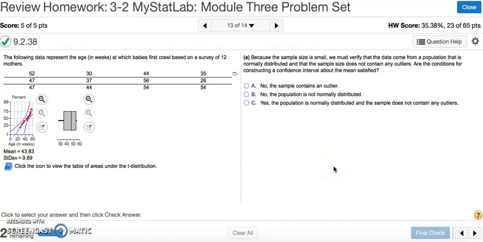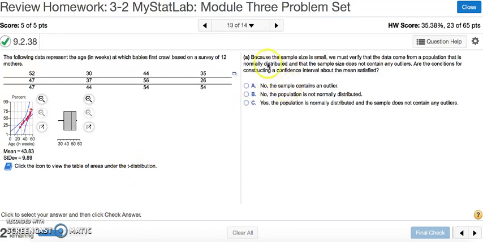Module 3, problem number 13. The following data represents the age in weeks at which babies first crawl based on a survey of 12 mothers. You can see right here we have our data set, 52, 47, etc. And here we have a couple of graphs right here.